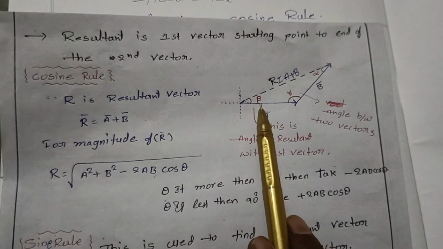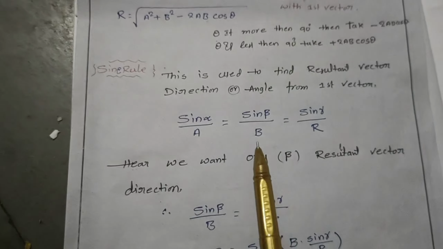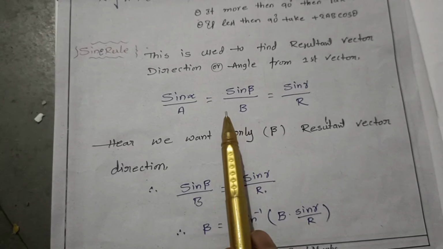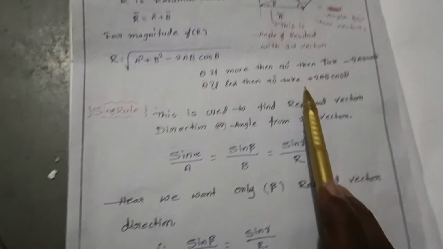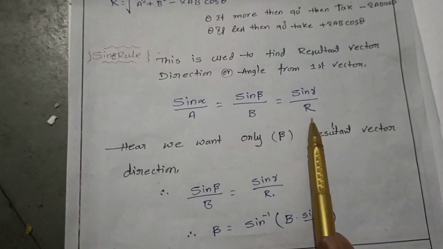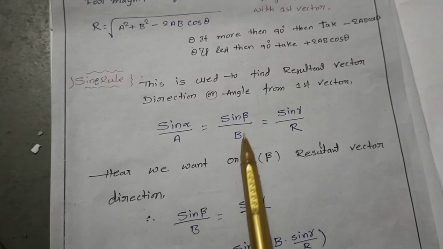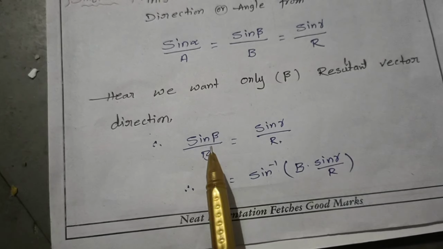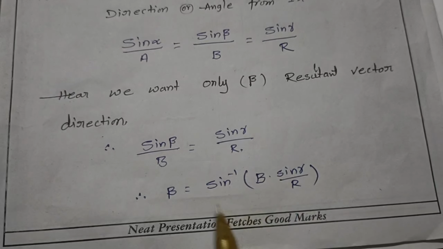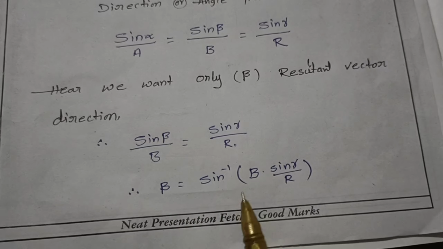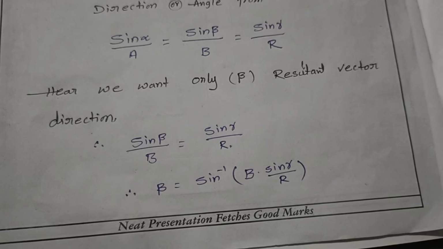So already we know R is the resultant vector, and beta is the resultant vector direction, the angle with the positive x-axis or first vector. So we can take any two relations from that. I know R, gamma and B, so I can take the relation sine beta by B is equal to sine gamma by R. Therefore, from this I can write beta is equal to inverse sine of B into sine gamma by R.